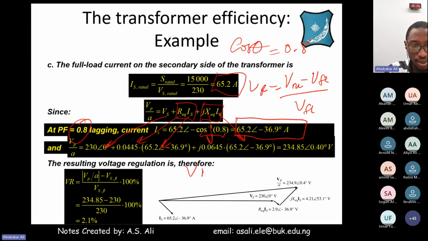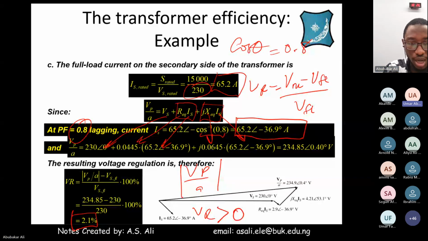If you look at our equation for this one, we said the V no load is nothing but VP over A, the magnitude. And the magnitude here is 234.85 minus 230, which we already know, divided by 230. VR here is 2.1%. And as you can see, VR is greater than 0. Our power factor is lagging. So our VR is 2.1%, which is greater than 0.